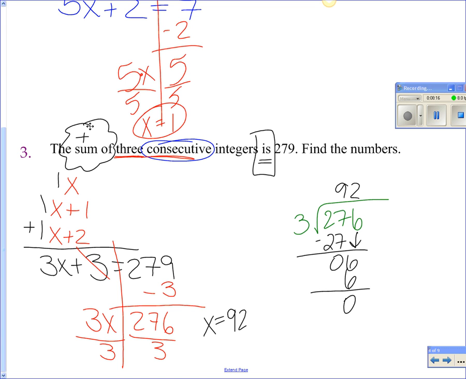One thing that's really important to do in this class is to go back and find out if you answered the question. So it said, find the numbers. Right now we only have 92. We need 3 consecutive numbers. What comes after 92? 93 and then 94. So those are the 3 consecutive numbers. All right, raise your hand, please, if you have a question.